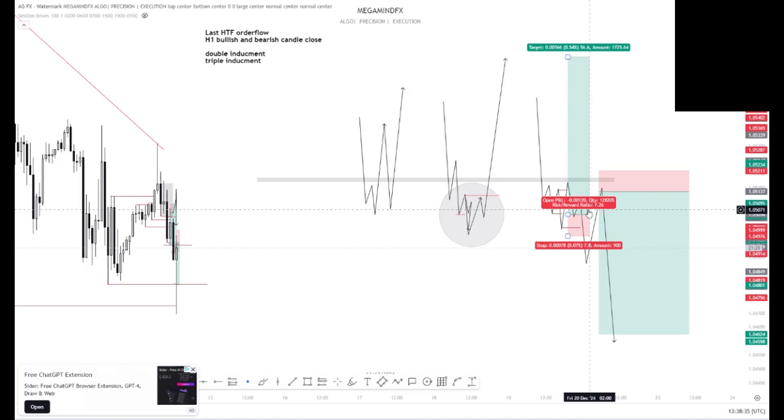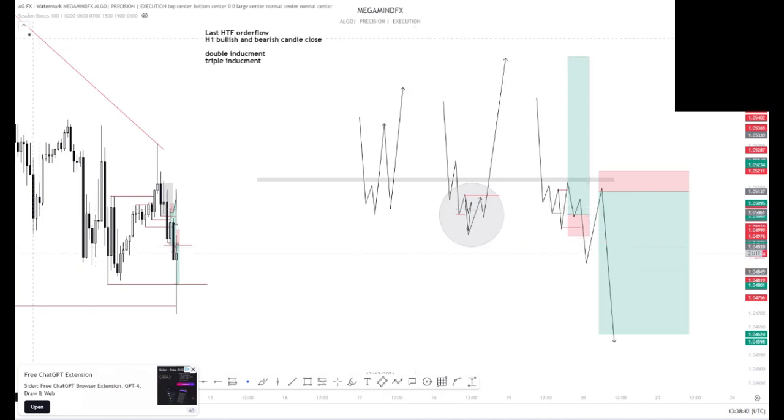If price doesn't do this, what next? What am I supposed to do next? This is what makes me different, where Megamind is different. The target is very good here. Targets are high time frame lows and highs. Very, very simple.